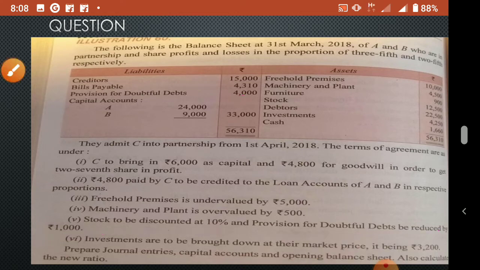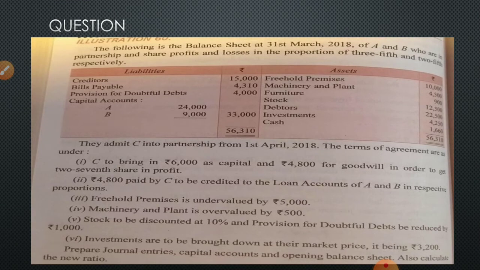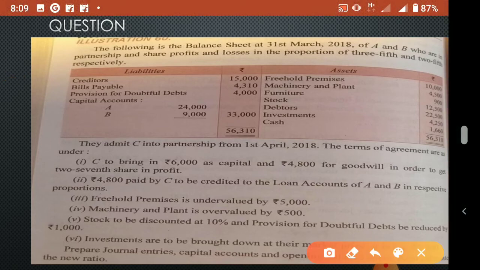Now investments are to be brought down to their market price, which is rupees 3,200. So for investment we have to take 3,200 as the market price. Here no investment fluctuation reserve is there to cover the loss. Now we'll see what the investment value on the asset side is: 4,250. But now they are saying you have to value investment at 3,200. So, decrease or increase? Decrease. So that investment also we have to take as a decrease.